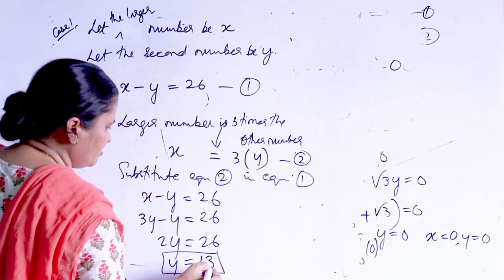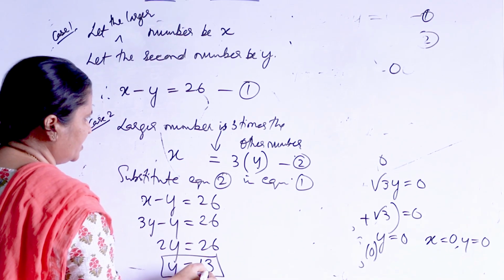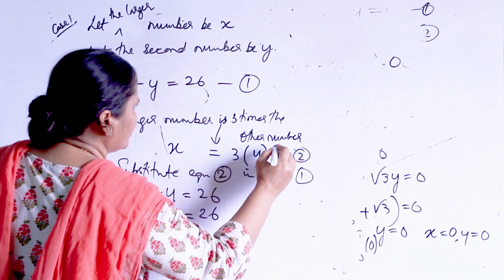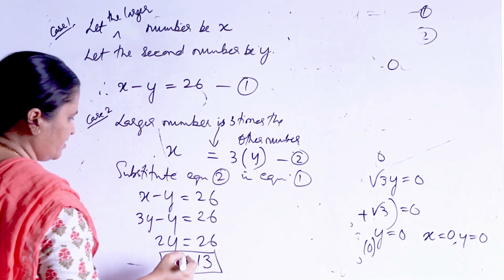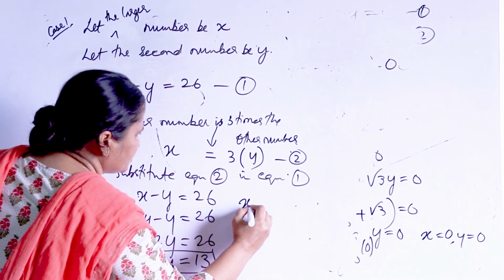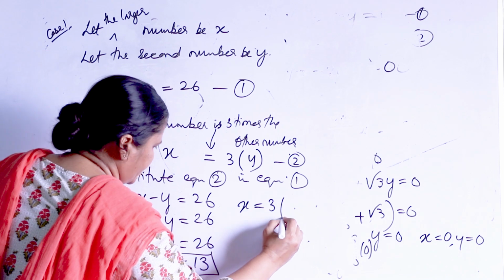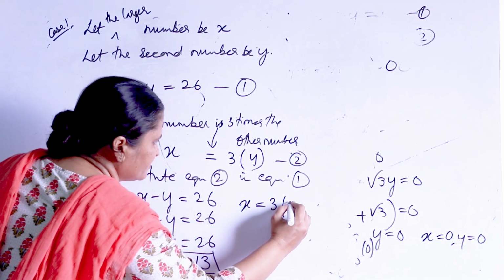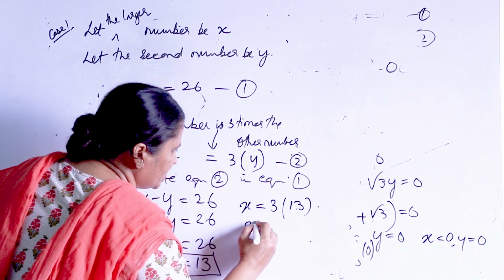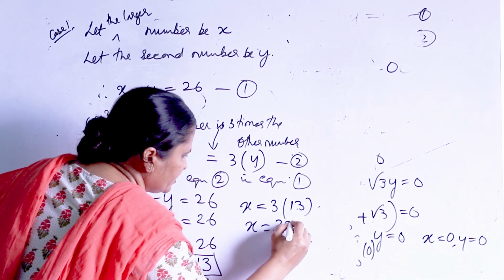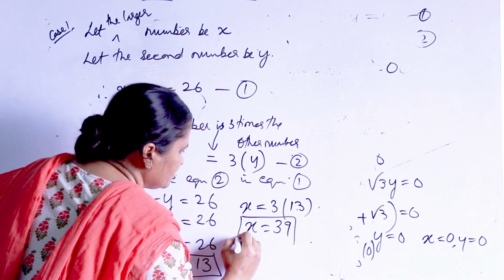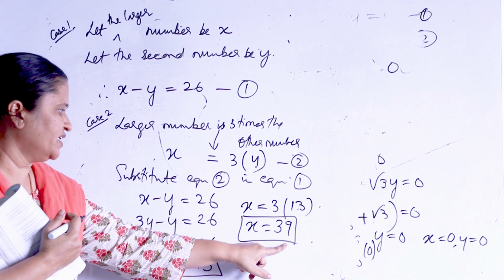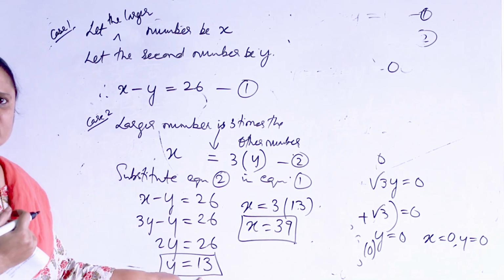You want the x value? Now, substitute this in this equation. Shall we call this equation 3? Okay. Now, x is equal to 3 times the y value. What did we get? 13. Put this here. 13. What is x now? 39. See, we got the values. X is equal to 39 and y is equal to 13.